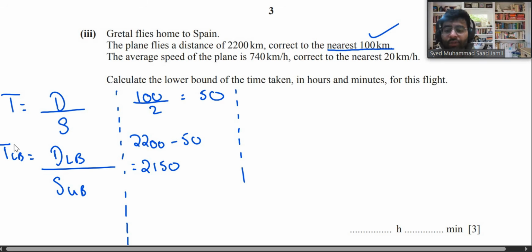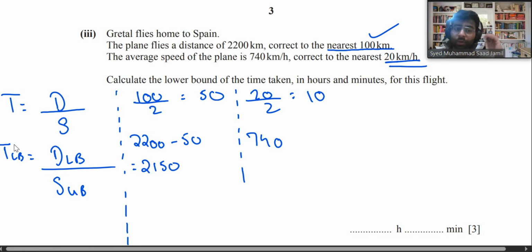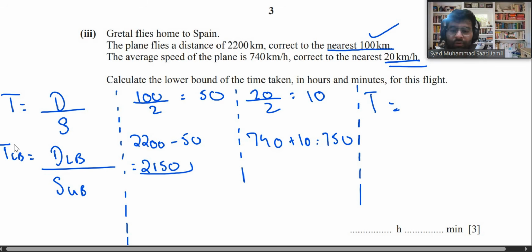Okay. Secondly, we need to calculate the upper bound of speed. So how much is speed? 20 km per hour. So we will again do 20 divided by 2, which is 10. We will do 740, upper bound since speed is high, plus 10. It's 750. Now what's the formula for time? Time is equal to distance, lower bound of distance 2150, divided by speed, which is 750.